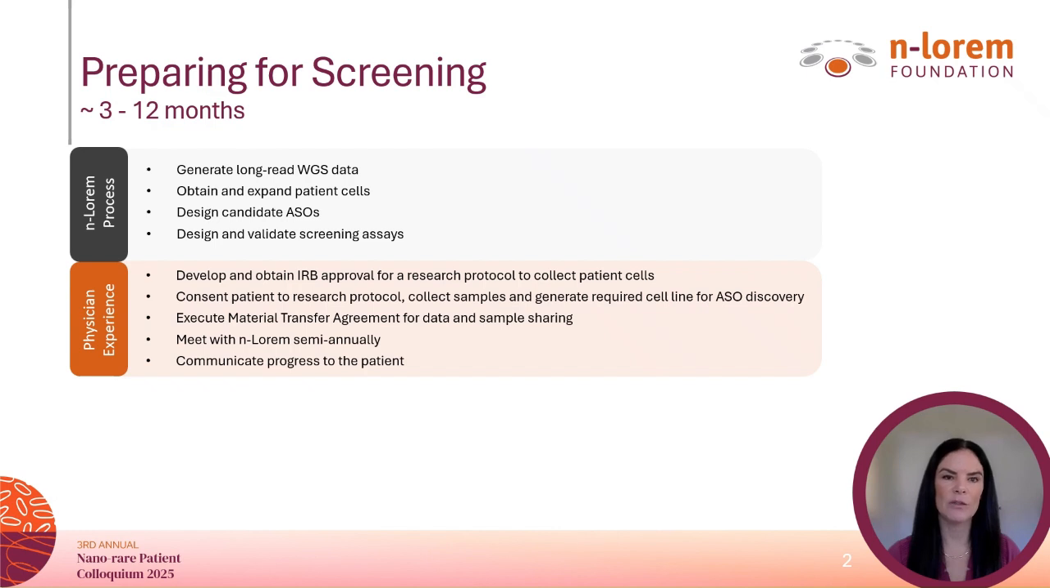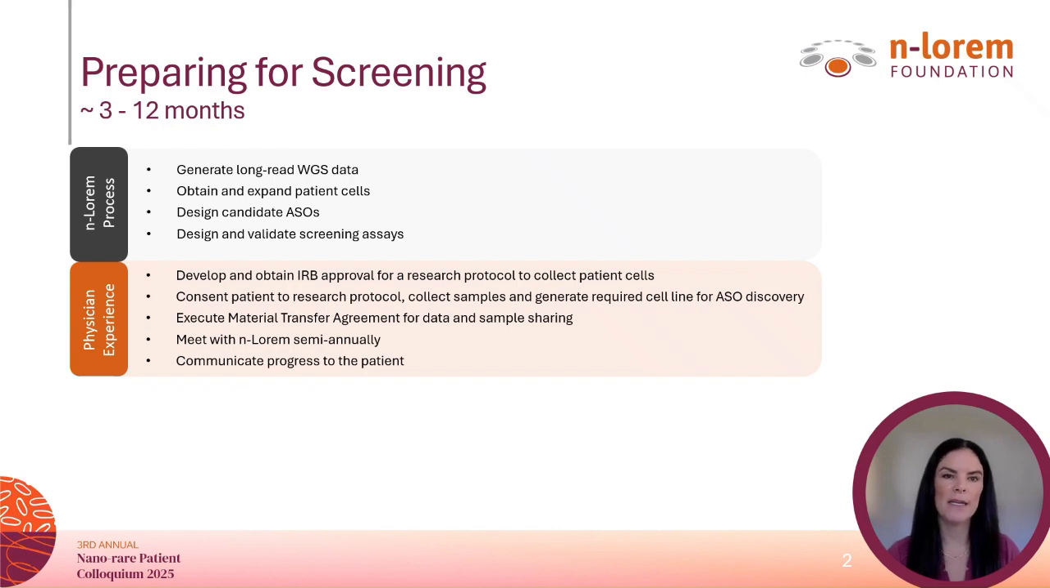Once a cell line is ready to send to n-Lorem, a legal agreement called a Material Transfer Agreement, or MTA, is required. Depending on the institution, negotiation of this agreement can take between 2 to 12 months. For this reason, we often begin the review and execution process of the MTA immediately after patient acceptance. By doing this, we can build efficiency upfront and avoid contracting delays once the cells are ready.